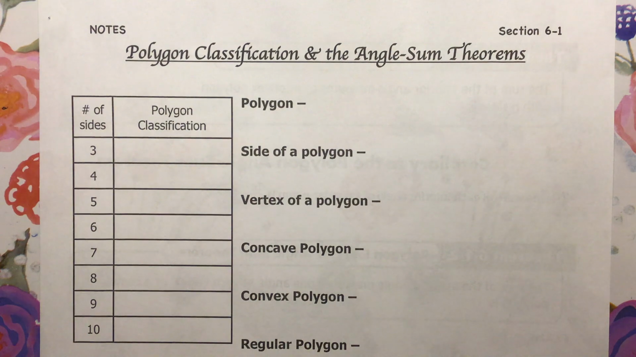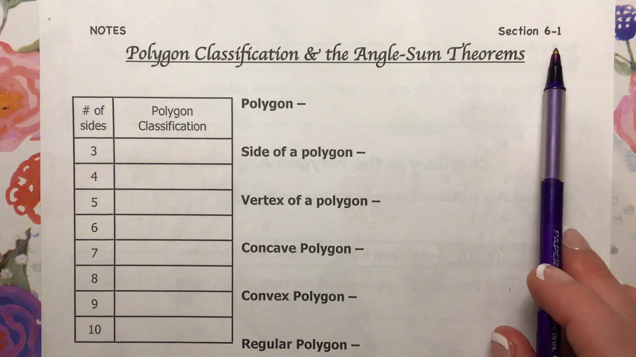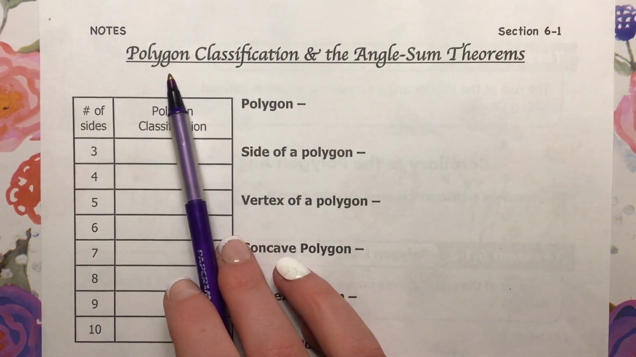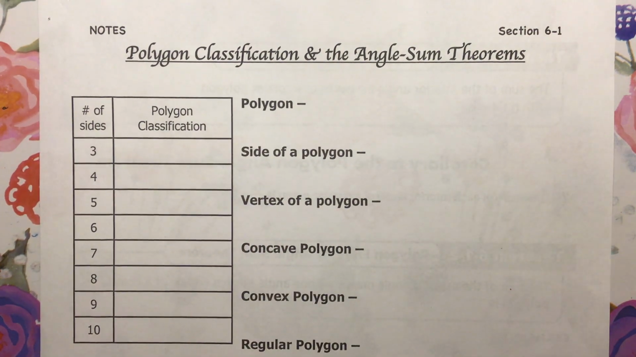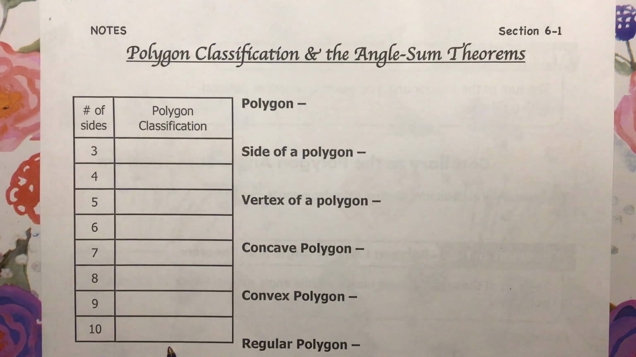We are beginning a new chapter today. We are in chapter 6, section 6-1, and we're going to be talking about how to classify polygons as well as how to calculate angle values from angle sum theorems. So we first have some definitions that we're going to talk about, and then we'll be able to get into some classification and then some calculations. So first of all, we have names for all these different polygons, and we would like to be able to classify them.